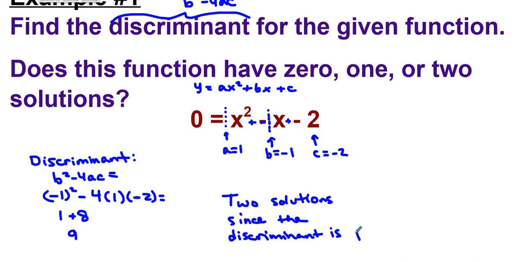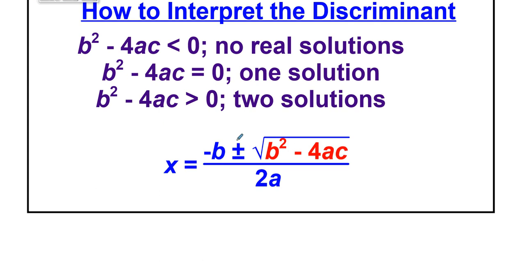And again, I know that because I'm going to add or subtract that positive value. If I take the square root of 9, I'll get 3. So I'm going to add 3 for one answer and subtract 3 for the other answer. And that's why there are 2 solutions.